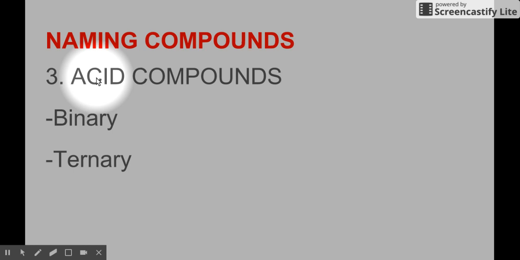But we need to organize our discussion for acid compounds into two. We have binary, so again, there are two elements involved. And if we mean ternary acid compounds, you have more than two types of elements involved. So let's go to the basic definition of acids.